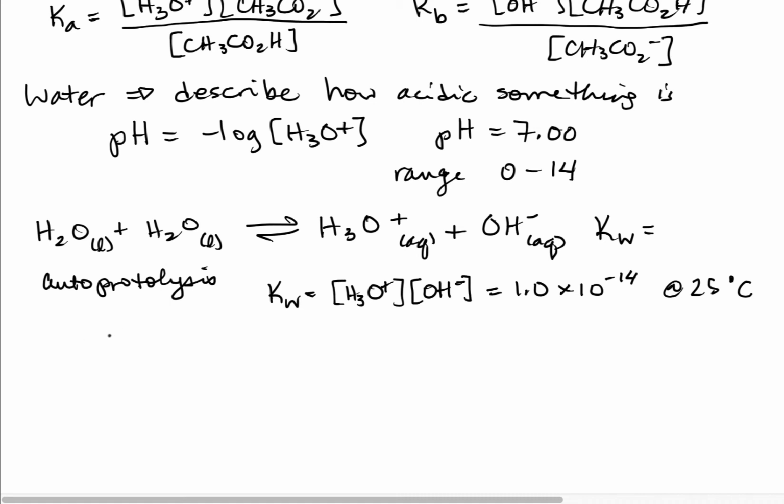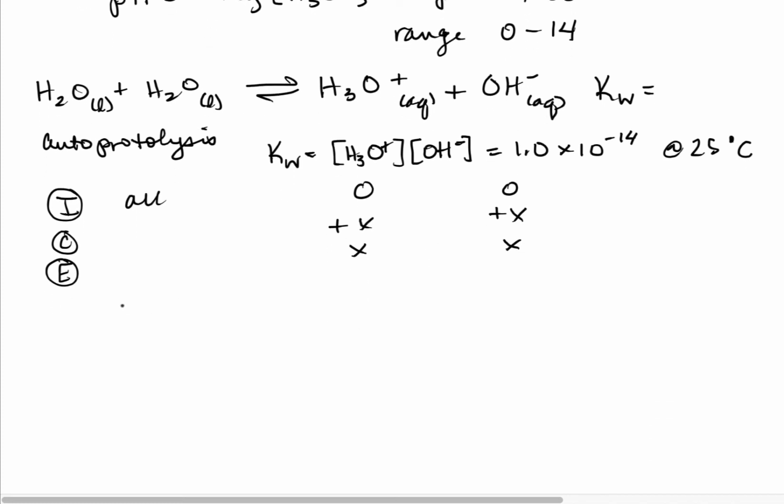We can just use our ICE table. Initially we have all water, and then we have none of our hydronium ion or our hydroxide ion. So our change step is to go forward, and at equilibrium we would have equal parts of the hydronium and the hydroxide ion, which means that in our Kw expression it's going to be x squared is equal to 1.0 times 10 to the minus 14. So you can see that our x is the same thing as our hydronium ion concentration and also our hydroxide ion concentration.